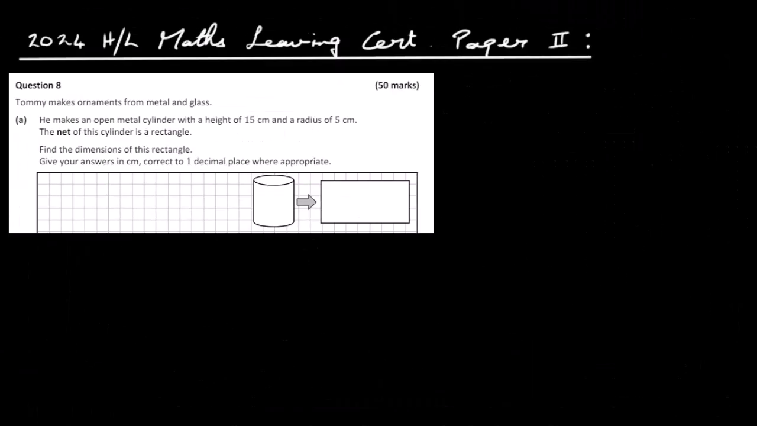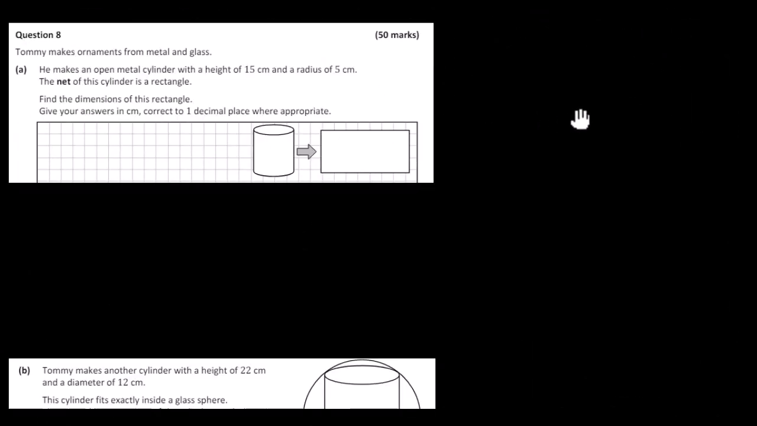So this is the 2024 Higher Level Maths Leaving Cert Paper 2, question 8. Tommy makes ornaments from metal and glass. He makes an open metal cylinder with a height of 15 centimeters and a radius of 5 centimeters. The net of this cylinder is a rectangle. Find the dimensions of this rectangle. Give your answer in centimeters, correct to one decimal place where appropriate.